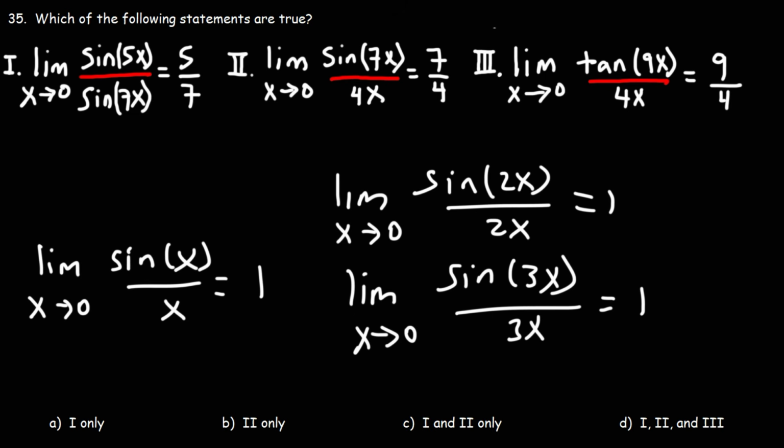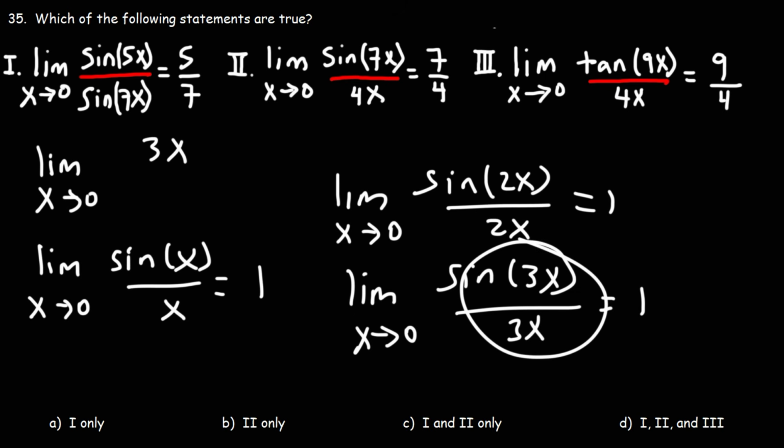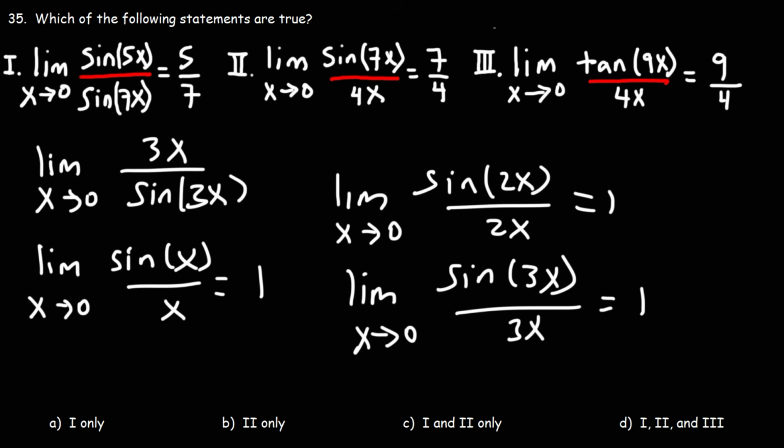If you were to find the reciprocal of 1, it will be 1. So the reciprocal of that, the limit as x approaches 0, if we flip this fraction, 3x over sine 3x, will also be 1.